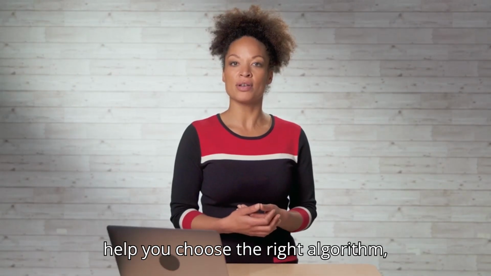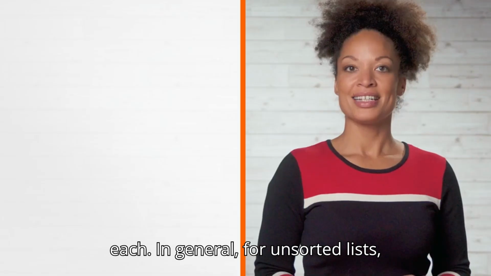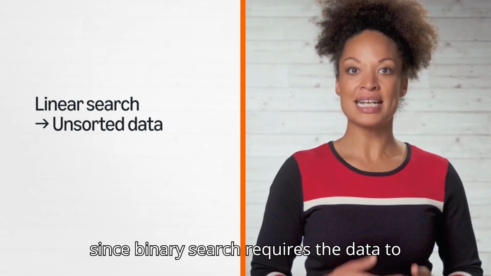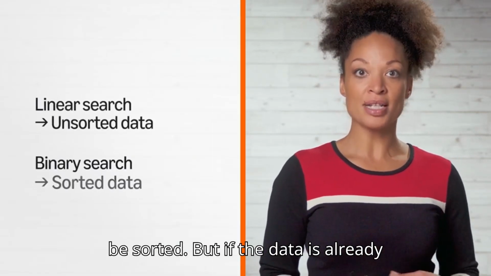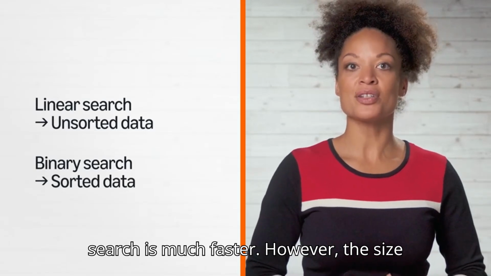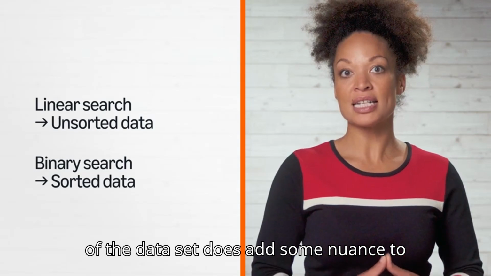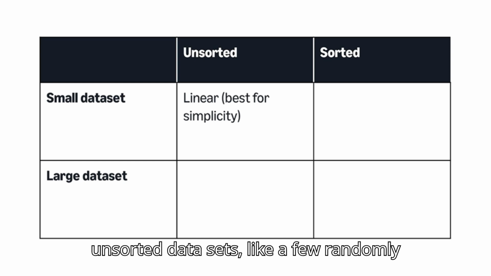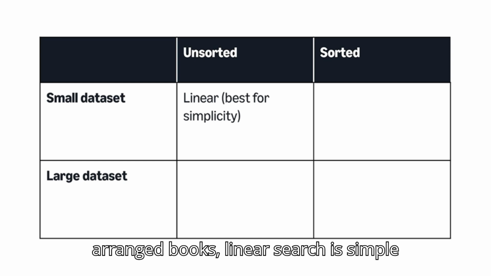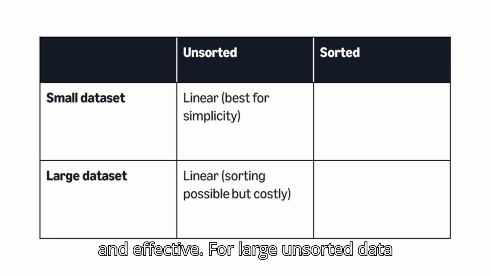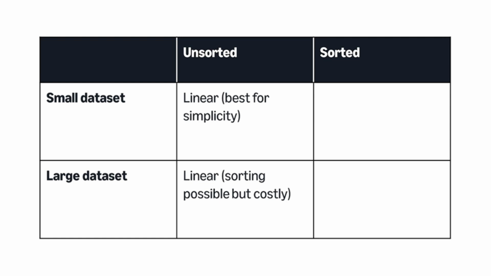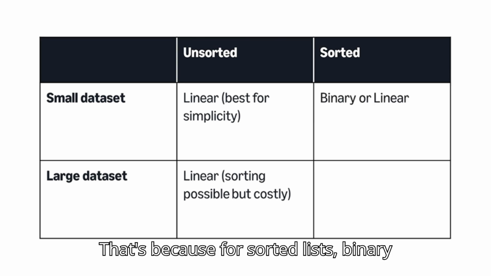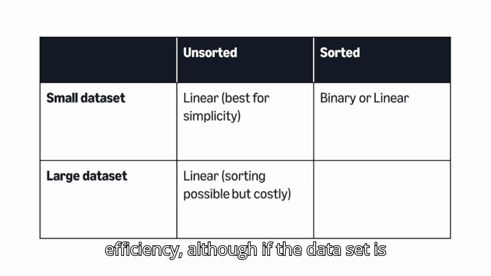To help you choose the right algorithm, let's summarize the best use cases for each. In general, for unsorted lists, linear search is the clear best option, since binary search requires the data to be sorted. But if the data is already sorted or can be sorted first, binary search is much faster. However, the size of the dataset does add some nuance to the choice. So, for small, unsorted datasets, like a few randomly arranged books, linear search is simple and effective. For large, unsorted datasets, linear search can still be used, but sorting the list first could save significant time on repeated lookups. That's because, for sorted lists, binary search is the clearer choice for efficiency.